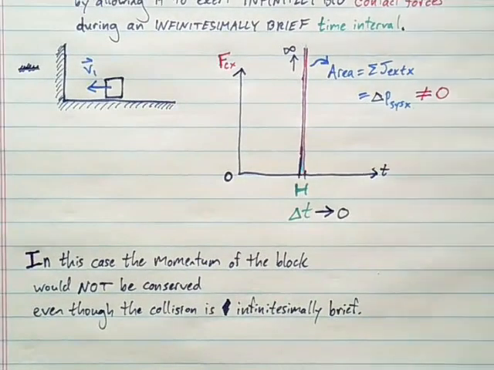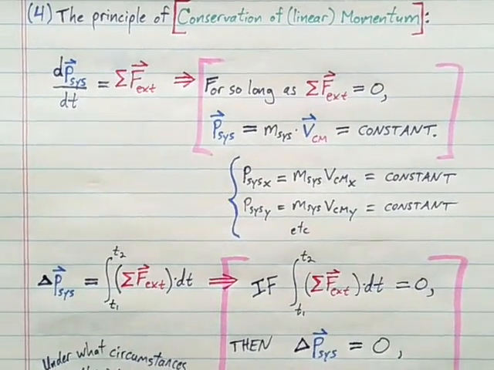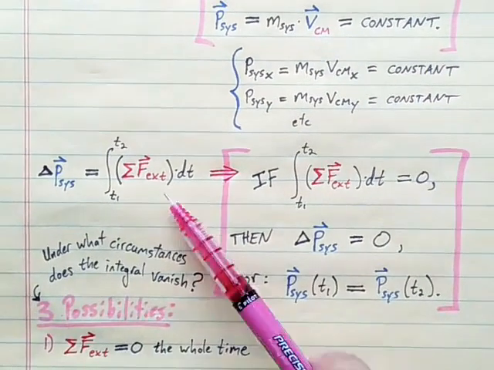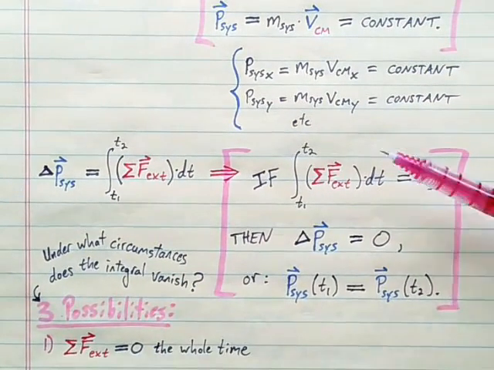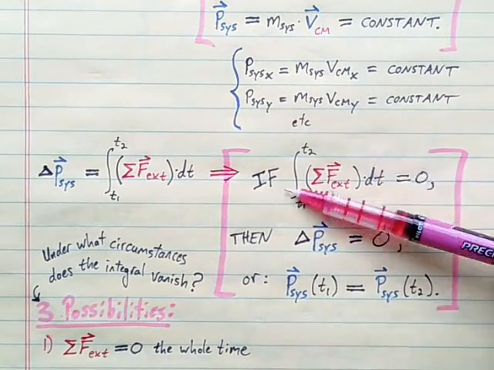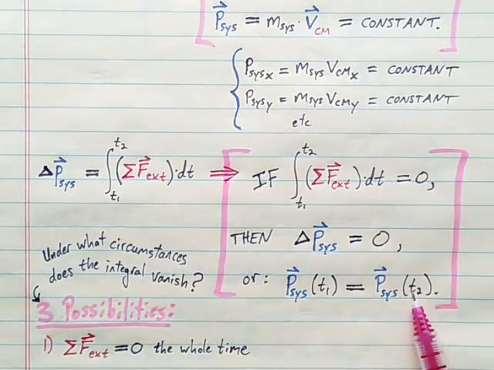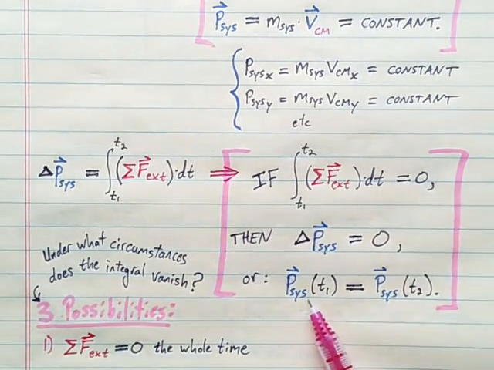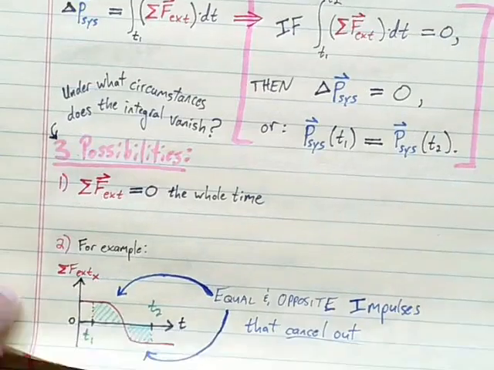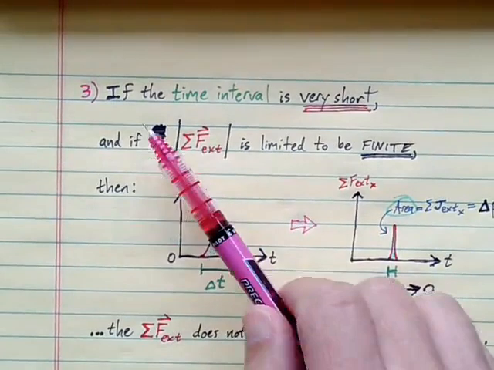To recap, we can express conservation of momentum in this derivative form or in this integral form, and we can think of at least 3 ways in which this integral vanishes. If it does vanish, then the momentum of the system at the end of that time interval is the same as the momentum of the system at the beginning of that time interval. And we went through at least 3 ways that we could imagine that happening.